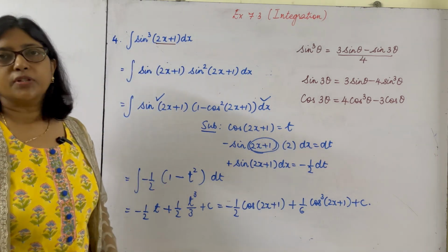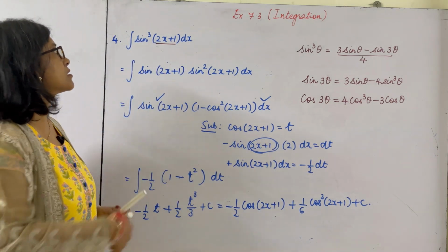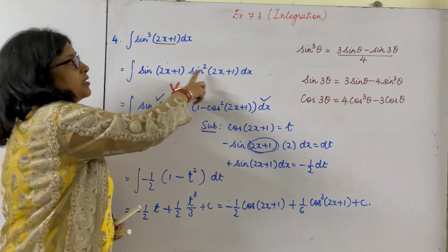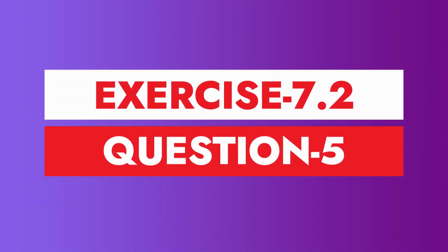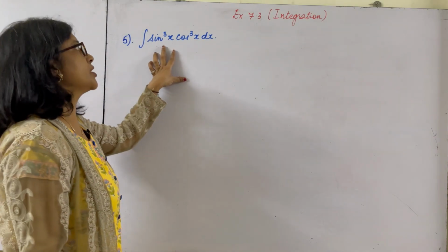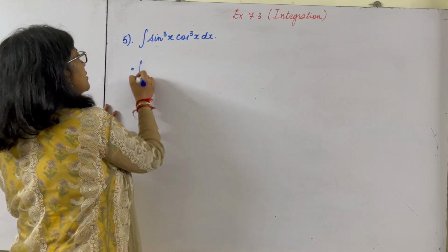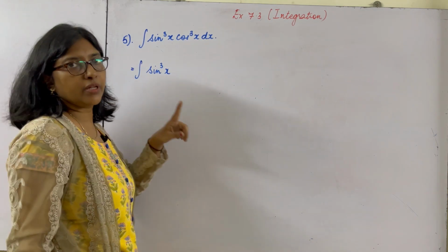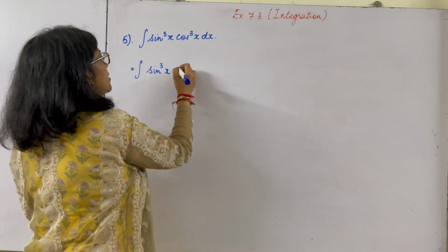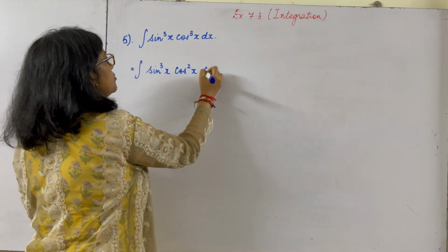So that's an easy way of doing it. Just split this sine cube as sine into sine square. In this question, we'll try to apply the method which we did in the earlier one. Any one of these you can write in terms of the other function. So I'll write here cos square x into cos x.